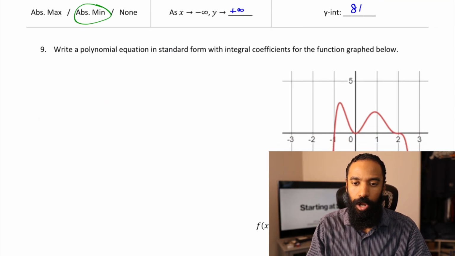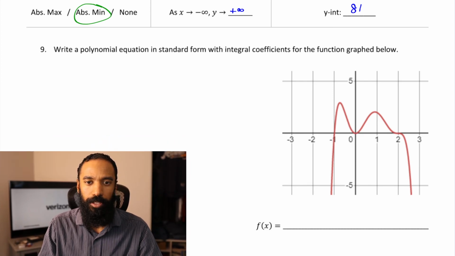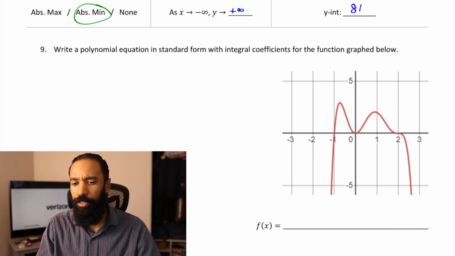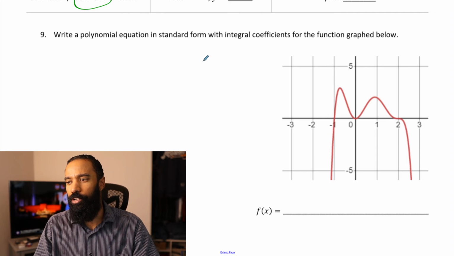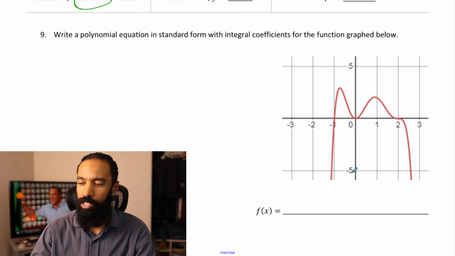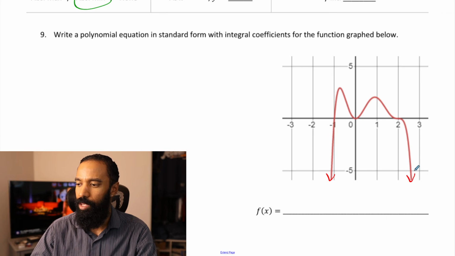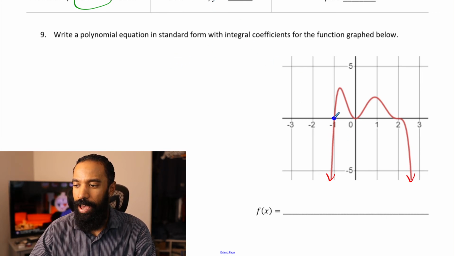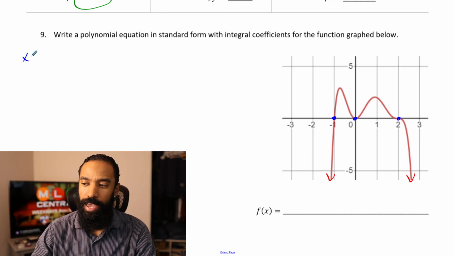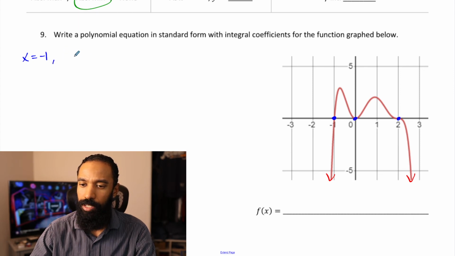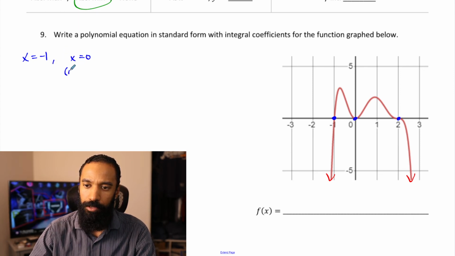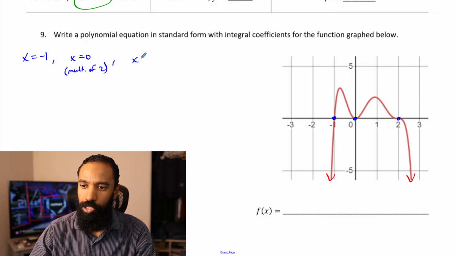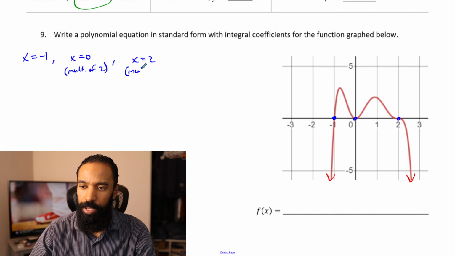Last problem right here. Write a polynomial equation in standard form. It's supposed to be of least degree with integral coefficients for the function graph below here. Now this thing is assumed to go down forever. What we're going to do is pick apart backwards what we were doing before. Let's get the factored form version by finding these intercepts and their multiplicities. So we have x equals negative 1 as an x-intercept, x equals 0, and with that bounce off, it looks like it has a multiplicity of 2. And then x equals 2, which looks like it has a multiplicity of 3, given that snake-like shape.